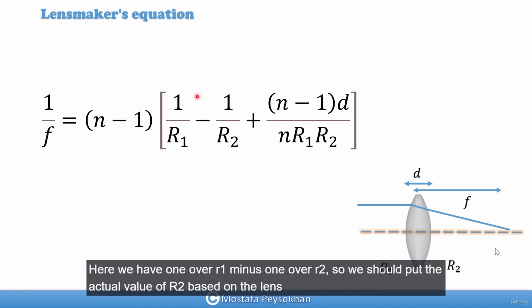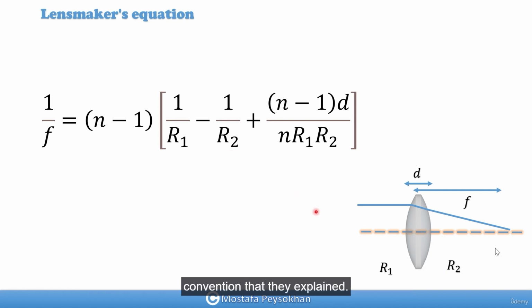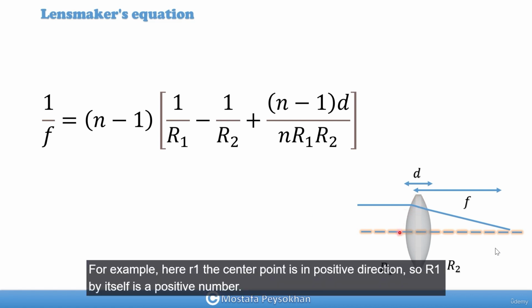Here we have 1 over R1 minus 1 over R2. So we should put the actual value of R2 based on the lens convention that I explained. For example, here for R1, the center point is in the positive direction. So R1 by itself is a positive number. For example, the radius of curvature is 100 millimeters. So we put 100 millimeters here.